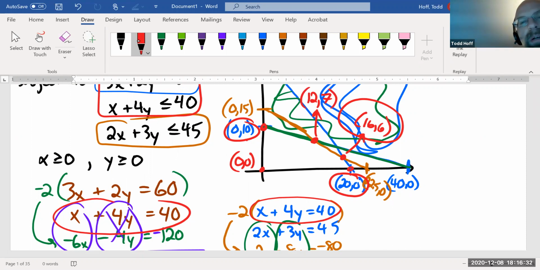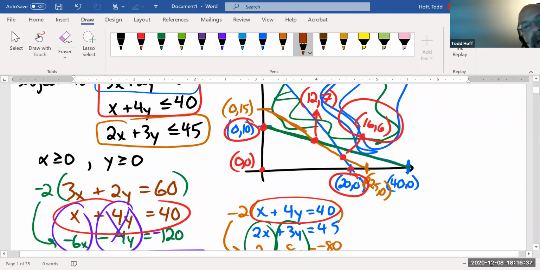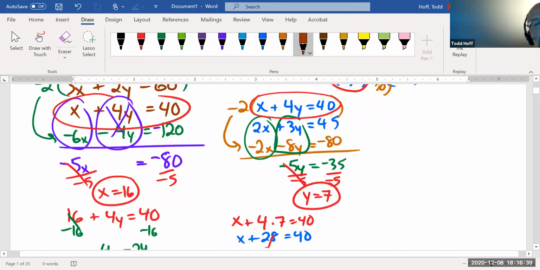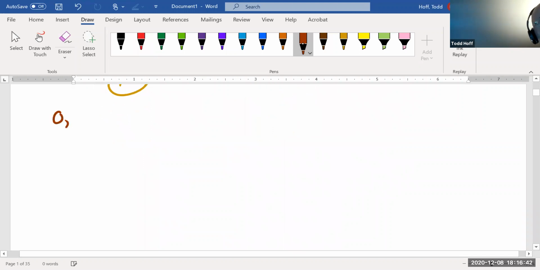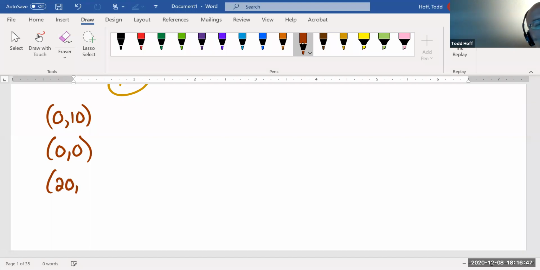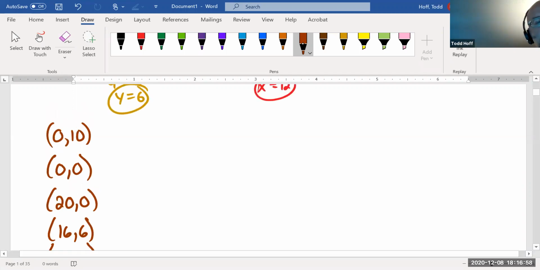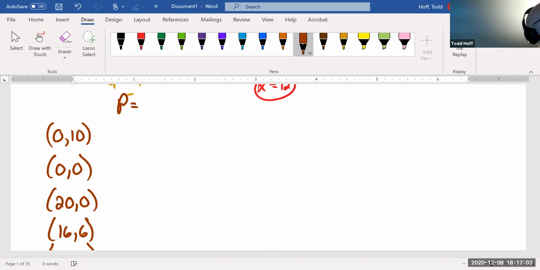So the corners of our feasible region, which remember, that's where the maximum or minimum should be, we have 0, 10; 0, 0; 20, 0; 16, 6; and 12, 7. And remember, what we are testing is the objective function p equals x plus 2y, and we're trying to maximize it.